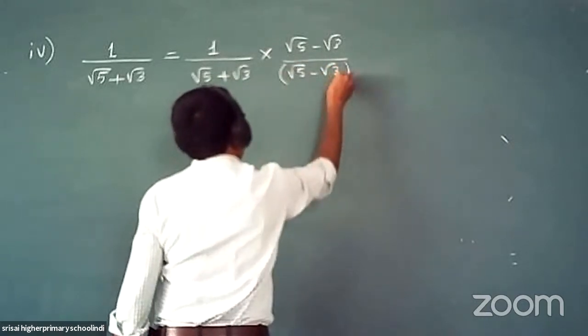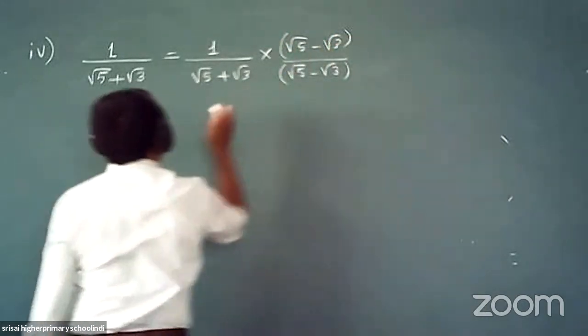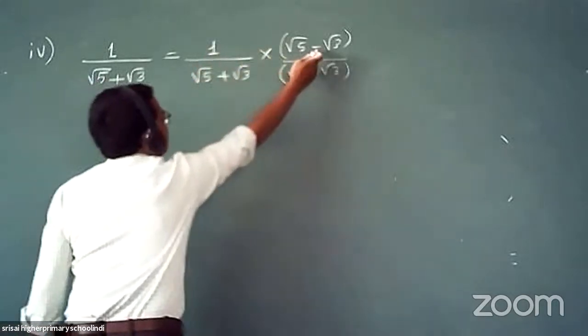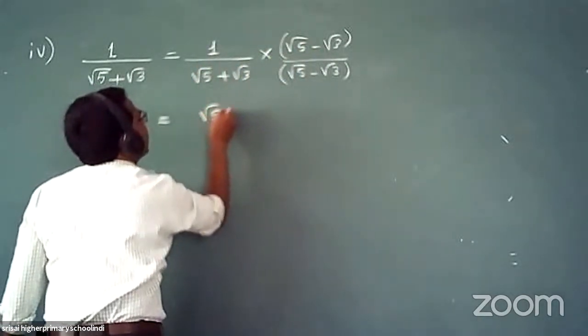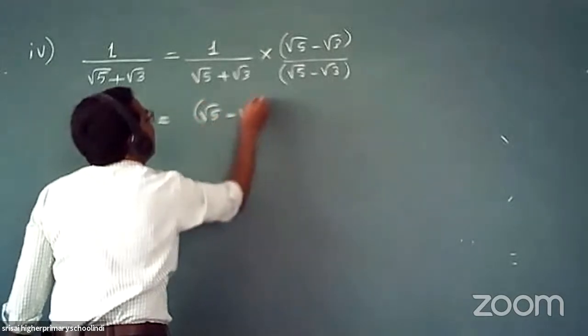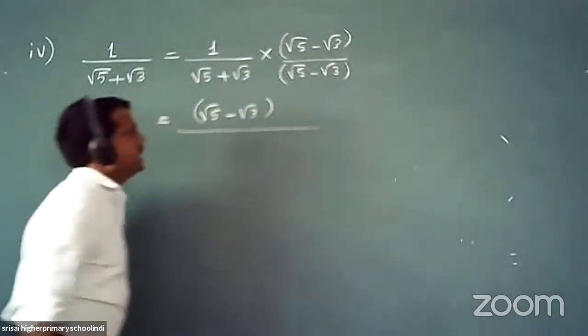Okay, now if I multiply 1 into this, it means the same: square root of 5 minus square root of 3. Now, which identity will you use?